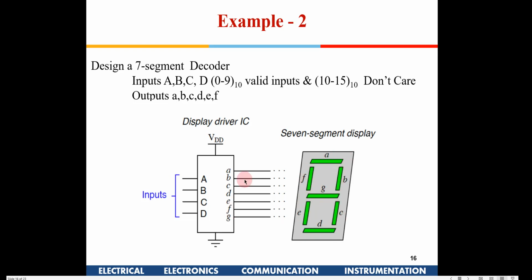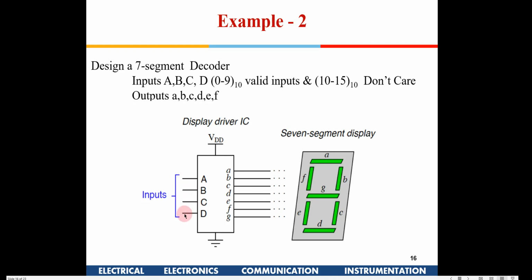So for different input combinations, different segments will have to be switched on. So you have the inputs. Now if you see, since the output can have only values from 0 to 9, right, only 10 values in total.